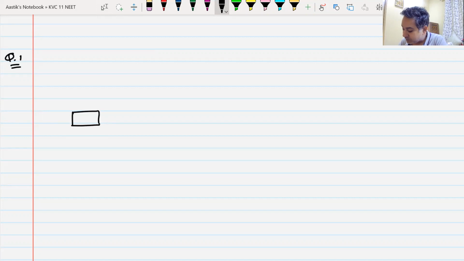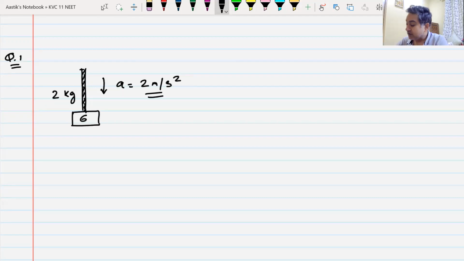This is a block of, let us say, 6 kg, and it is attached to a rope of 2 kg. Now this entire thing is going down with an acceleration of 2 meter per second square. You have to find out the tension at this point A, the upper part of the rope, and tension at this point B, which is the lower point of the rope.